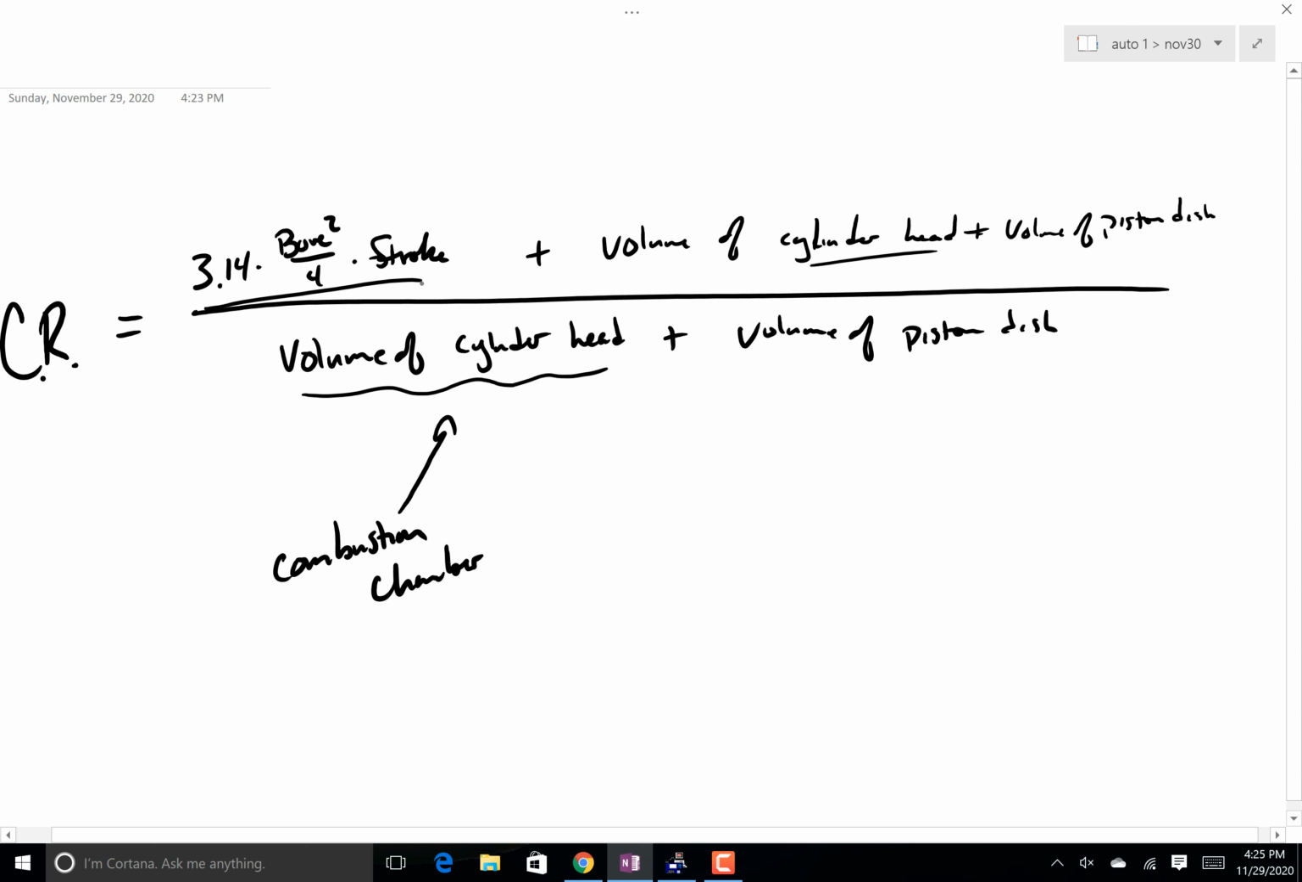Now, which of these are the biggest numbers? This thing by far is the biggest of these three numbers on top. So in essence, you've got this huge number plus a little bit plus a little bit, and then you're going to divide by a teensy tiny amount. And so the top's going to be somewhere in the neighborhood of, let's say, 9 times bigger than the denominator.